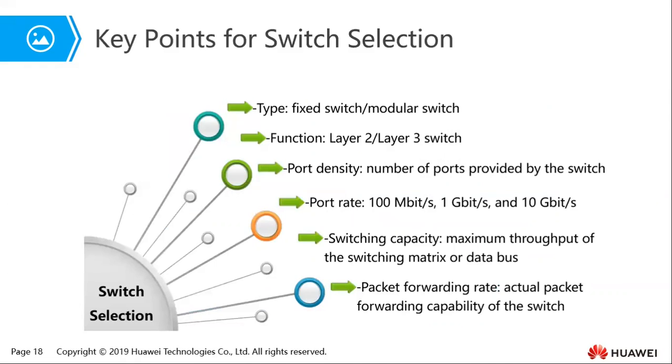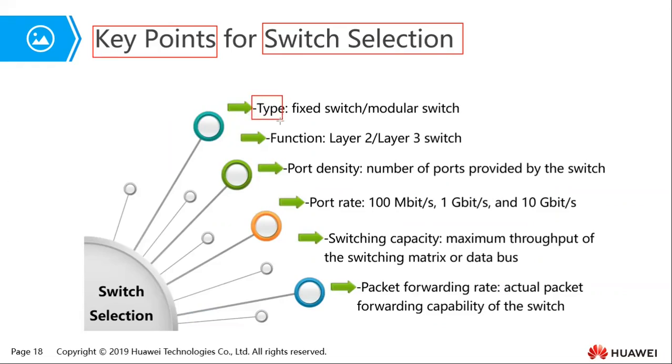Okay, so let's look at some of the key points that you need to consider when purchasing a switch. Key points that you need to consider when selecting a switch. Number one, you need to look at the type. Is it a fixed switch or a modular switch? Fixed switch means you cannot add components. For example, you cannot add interfaces and cards, or power supply interfaces. Everything is fixed. Modular switches, on the other hand, provide you with that functionality. You can add interfaces, power supplies, and even the chassis; you can stack another one. So that is what we call a modular switch.